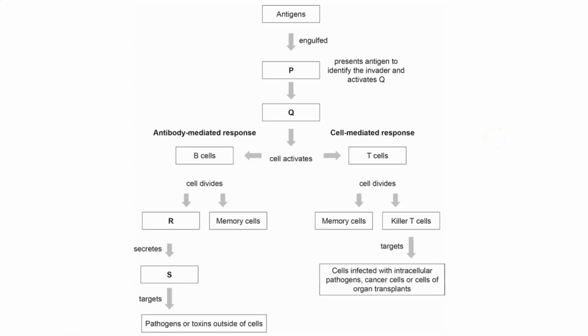This is a flow diagram that was from a 4-mark question in the 2019 exam paper. What I would like you to do is pause the video and see if you can identify P, Q, R, and S.